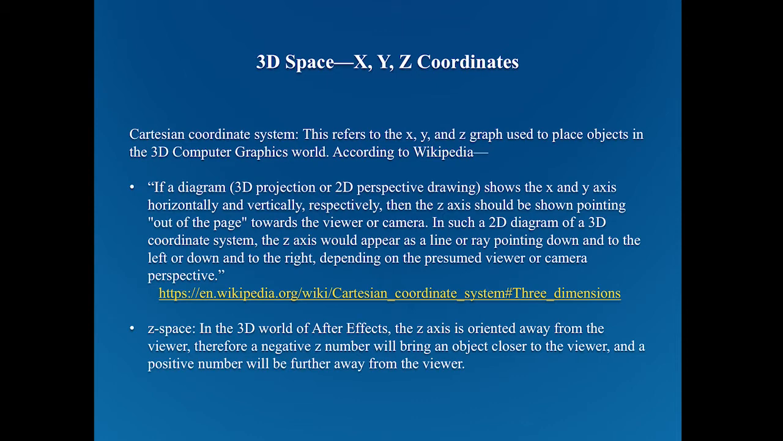So in Z-space, in the 3D world of After Effects, the Z-axis is oriented away from the viewer, and that means a negative Z number will bring an object closer to the viewer, and a positive number will be further away from the viewer.